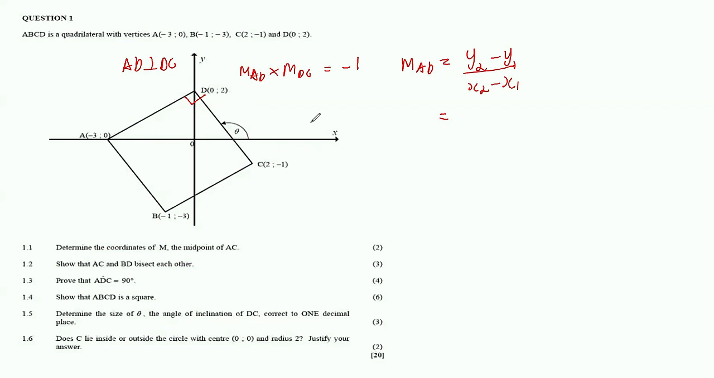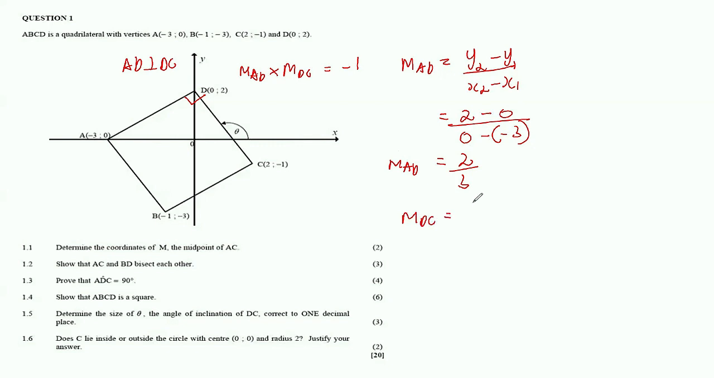So let's take our y2 as the y coordinate of D, and our y1 the y coordinate of A. Then again, in that order, we take the x coordinate of D, subtracted by the x coordinate of A, right? Now at this point this will give us 2 over 3. So this is the gradient for AD. Okay, but now let's calculate the gradient for DC.